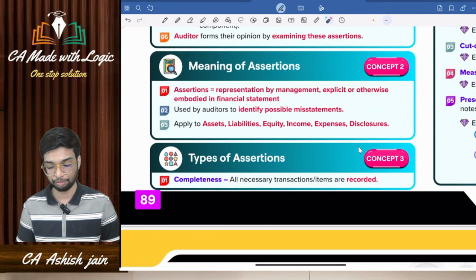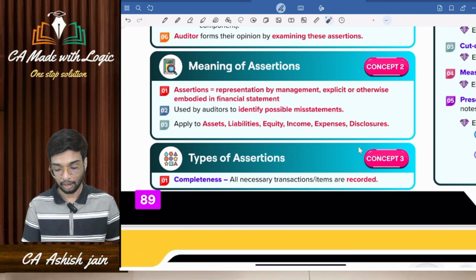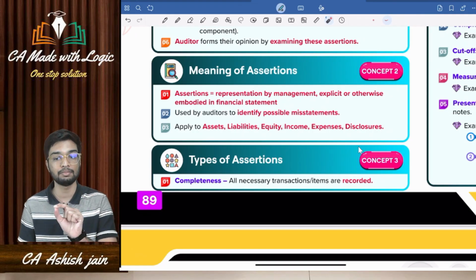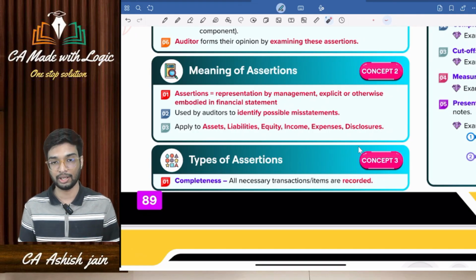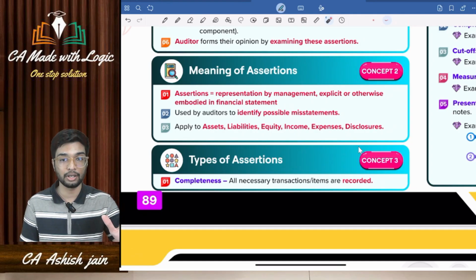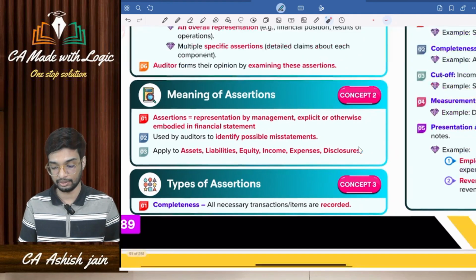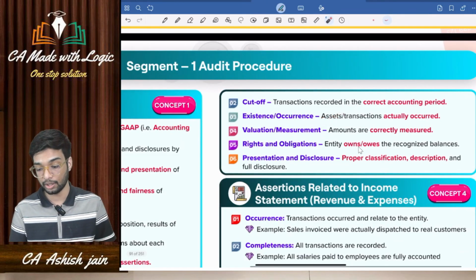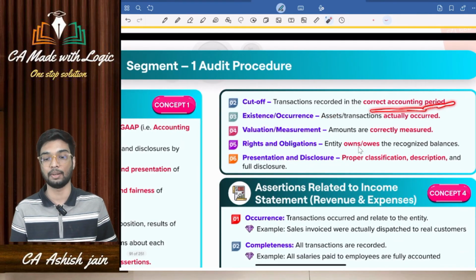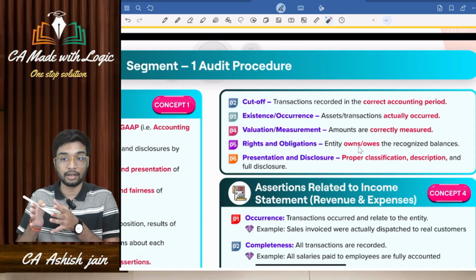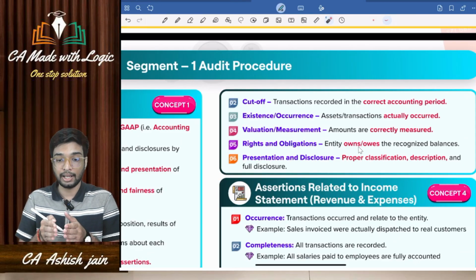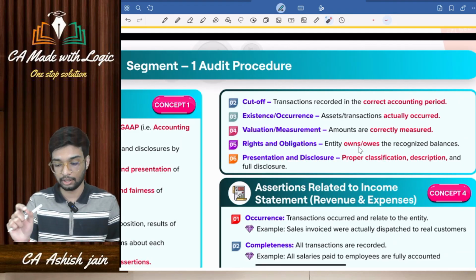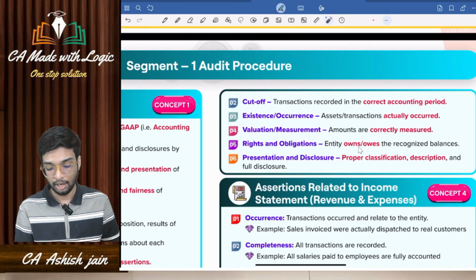So types of assertion is concept number 3. Completeness talks about whether the transactions and items have been recorded or not. Then comes cutoff, which is nothing but transactions being recorded in the correct accounting period. For example, it has to be recorded this year, not the next year. So the correct accounting period talks about the cutoff.